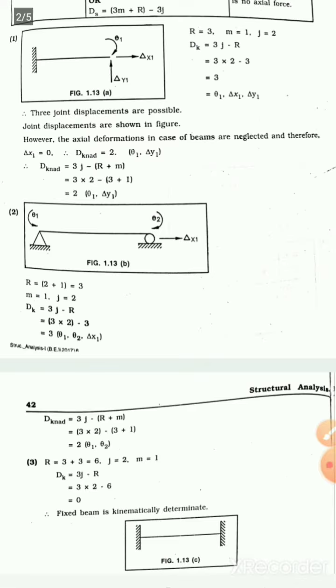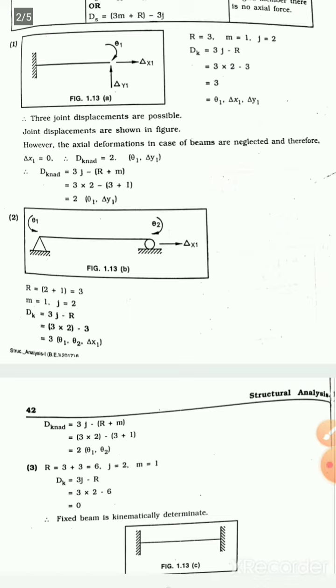Now second example, here a beam is given, one support is roller support and one is hinge support. So at that time दो रोटेशन आएंगे, थीटा 1 थीटा 2 and horizontal reaction at support 2, it is delta x1. So reaction कितना आएगा hinge पे horizontal vertical और roller पे only vertical. So it is 2 plus 1, it is r equal to 3. member कितने हैं 2, ठीक है. joint कितने हैं 2.